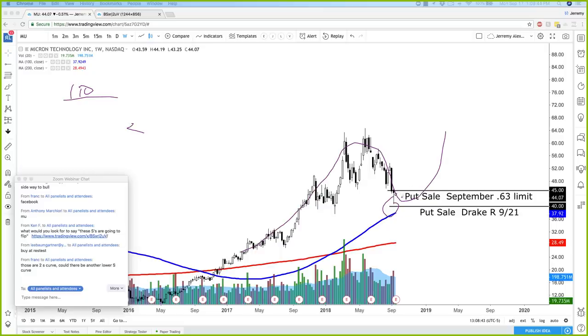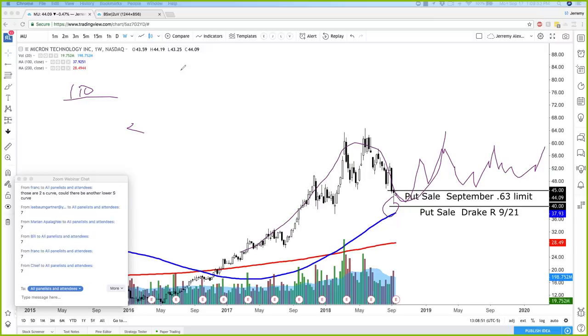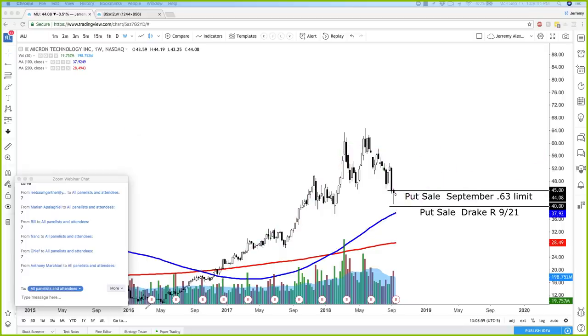Type in a 7. Could MU chop around in this zone for the next 2 years? I'd have to say it's entirely possible. Will that occur? I don't know. I wish I knew the future, but this makes a lot of sense to me. It had a beautiful move over the last 2 years, it pulls back, and we chop around in here for quite a period of time. Year and a half, 2 years.